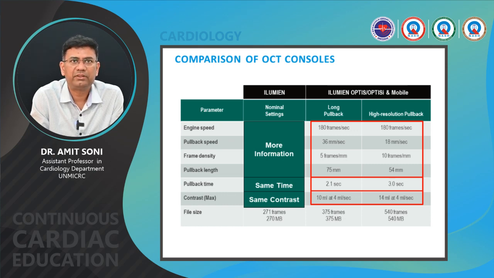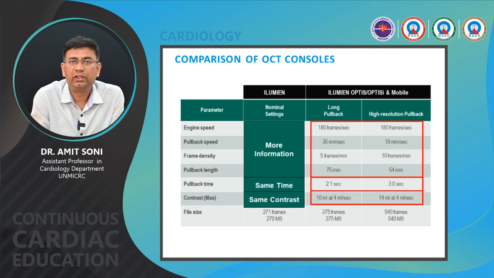The pullback time is 2.6 seconds, while in the Optis system it is 2.1 seconds, and the contrast required is 14 ml at 4 ml per second, while in Illumin Optis it is 10 ml at 4 ml per second. And the file size is considerably larger in the long pullback and high resolution pullback.